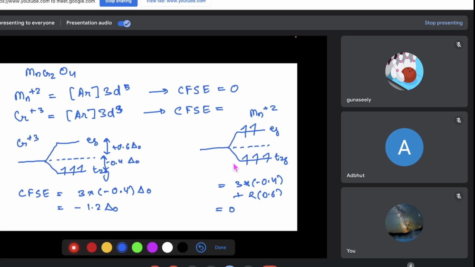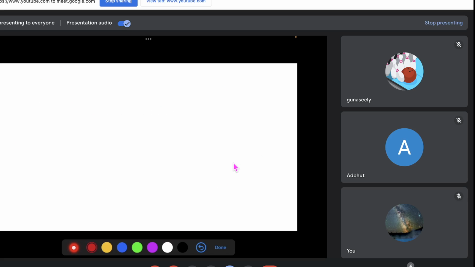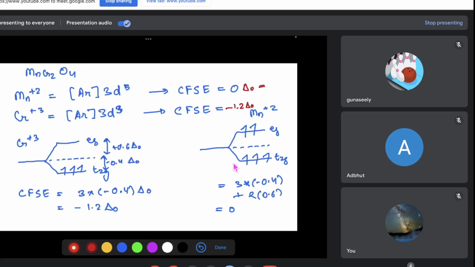Now what happened is we have a CFSE here as minus 1.2 delta naught, and I can convert this delta naught, crystal field splitting energy, into Dq by simply multiplying it with 10. So it will again be 0, and this will be, if you multiply it by 10, 12 Dq. Correct?